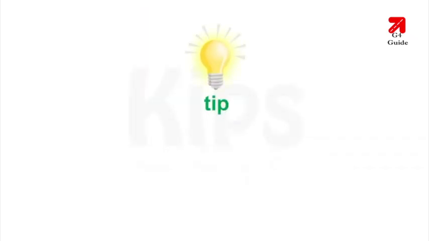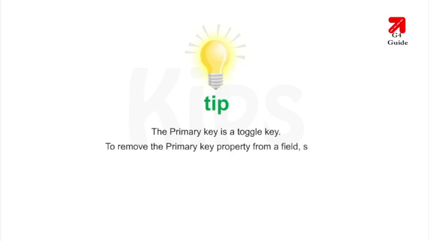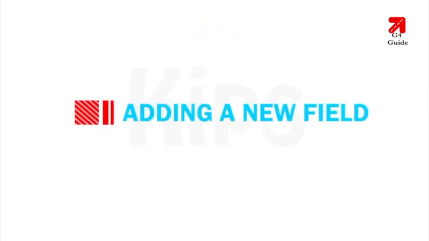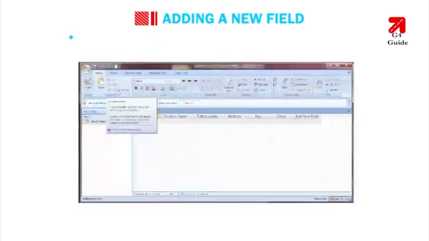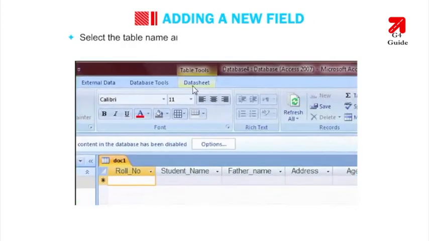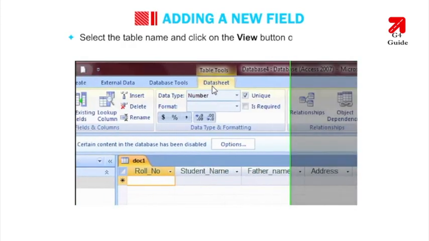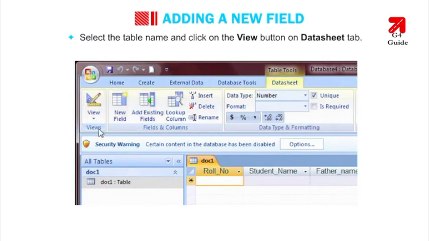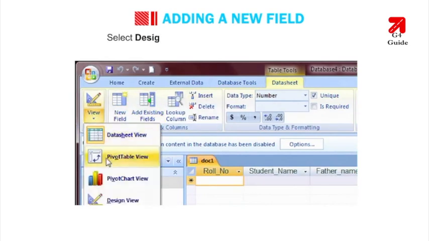Let me share a tip with you. The primary key is a toggle key. To remove the primary key property from a field, select that field and click on the primary key button. Let us now find out how to add a new field. Select the table name and click on the View button on the Datasheet tab. Select Design View option from the drop-down menu.